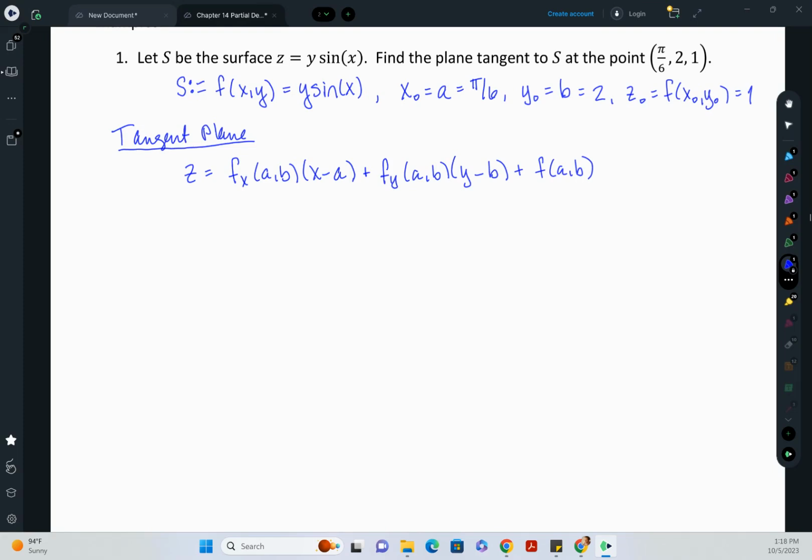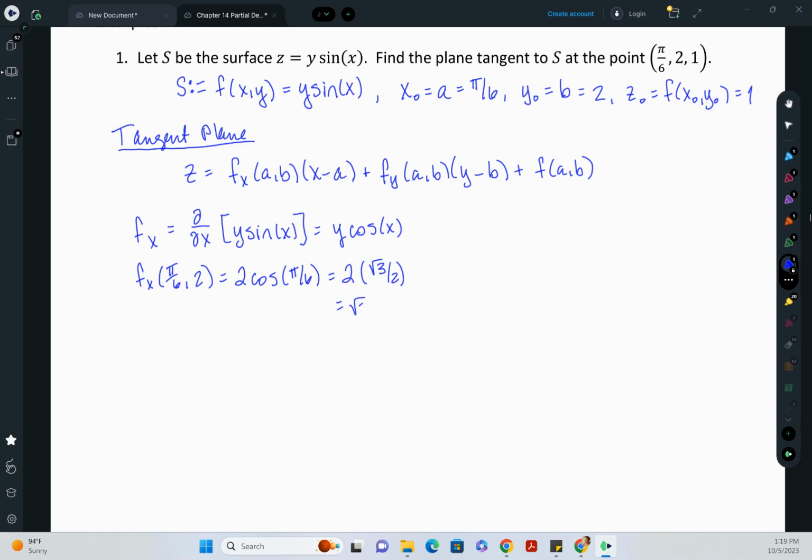Remember, f of x, y is z, so when I'm finding f sub x, I'm taking del x of y sine of x. Y is just a constant here, so I focus on my sine of x. The derivative of that with respect to x is cosine of x. Okay? F sub x of a, b, well, a, b is pi over 6 and 2. So I'm going to plug those into my first derivative there. I get 2 cosine of pi over 6, which is 2 times root 3 over 2, which is square root of 3. All right, so I have one of my pieces.